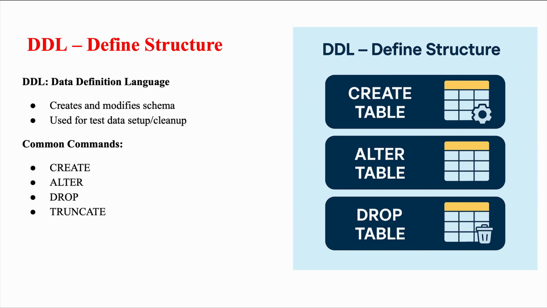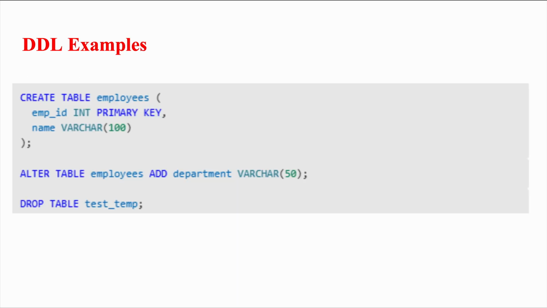DDL stands for Data Definition Language. These statements define or alter the structure of your database, such as tables, columns, or constraints. As testers, DDL comes in handy when you need to set up test schemas, create temporary tables, or modify a table to match new requirements. Here's how DDL works in real life.